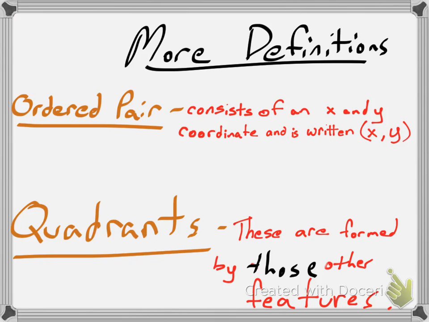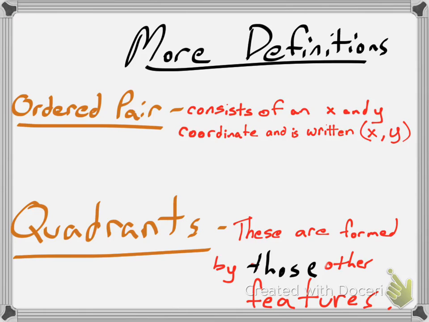Some more definition. The ordered pair. You already know what an ordered pair is. Remember the pumpkin project from 7th grade pre-AP? You had to graph all those ordered pairs to form the pumpkin. Well, that's what this is. Ordered pair consists of an x and a y coordinate, and it is written x first, then y. Remember, x first, then y.